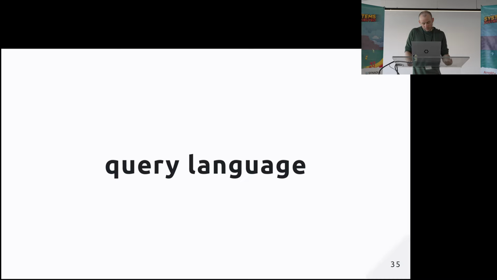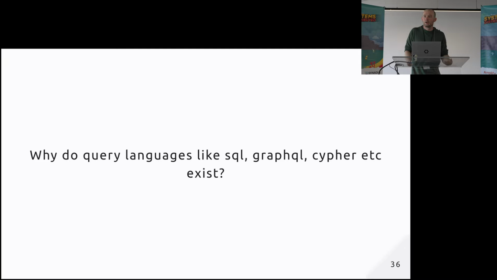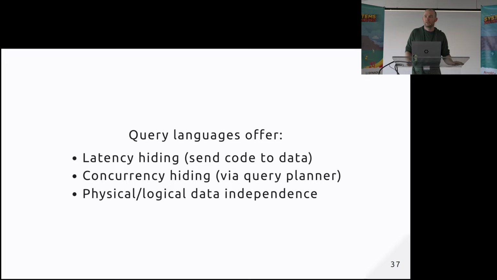The query language. We have all these like SQL, GraphQL, Cypher. There's been sort of an explosion of query languages lately. Why do they exist? Why do your databases not just run regular programming languages? I think one way to find an answer for this is that query languages offer latency hiding, concurrency hiding, and data independence. I'm not going to talk about data independence much because there are pretty good explanations online. You can just look this up on Wikipedia. But the other two, I think, are interesting.